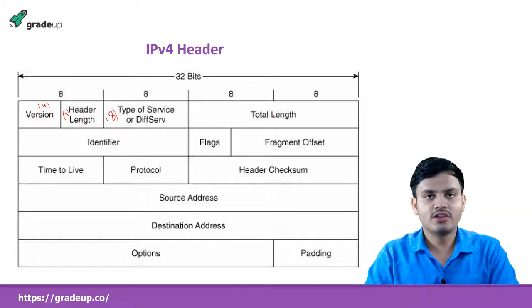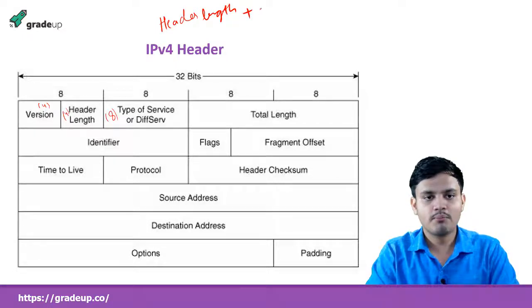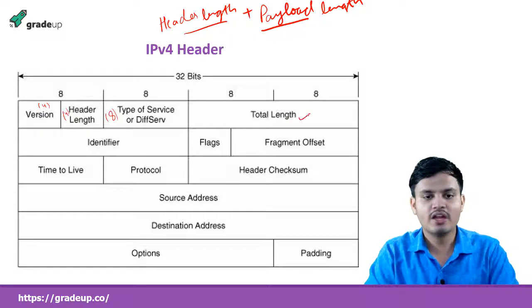This is total length. Total length will say the header length plus payload length. And what is payload? Payload is our data. So this is payload plus header length. Both lengths are included inside the total length. Okay, and it is a 16 bit field, and this is identifier.